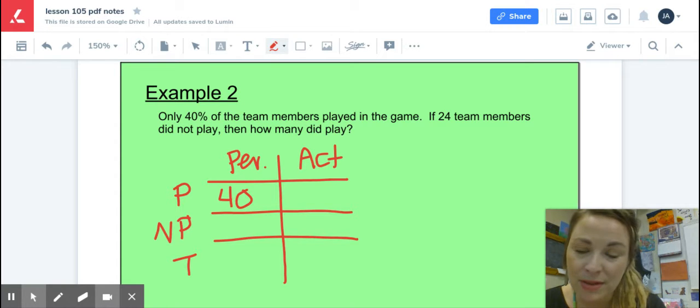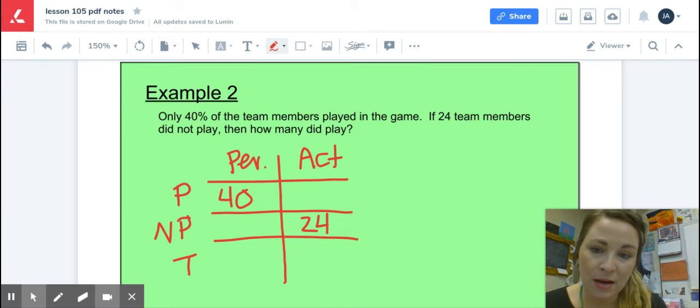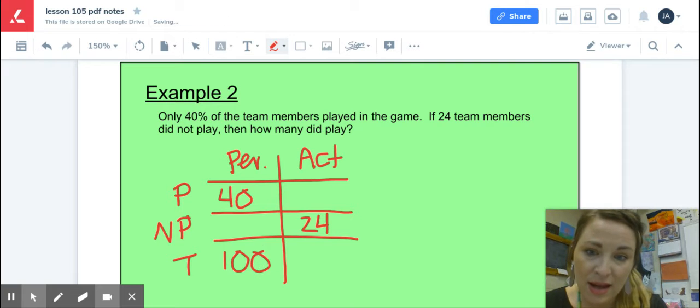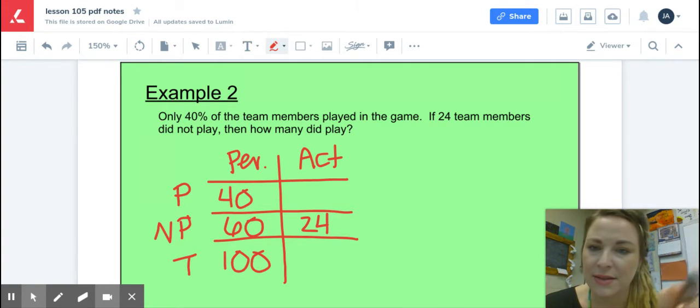24 team members did not play. So that's another piece of information that we have. 24 did not play. Again, we know that percents are always out of 100. We can fill that in. And if we know that, then we know our missing box here, that's 60%. Looking at this ratio box right here, let's just double check and find out what exactly are they asking us to solve. How many did play?